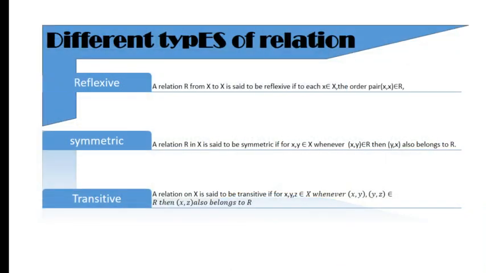Next, different types of relation. There are three types of relation. The first one is reflexive relation, the second one is symmetric relation, and the third one is transitive relation.